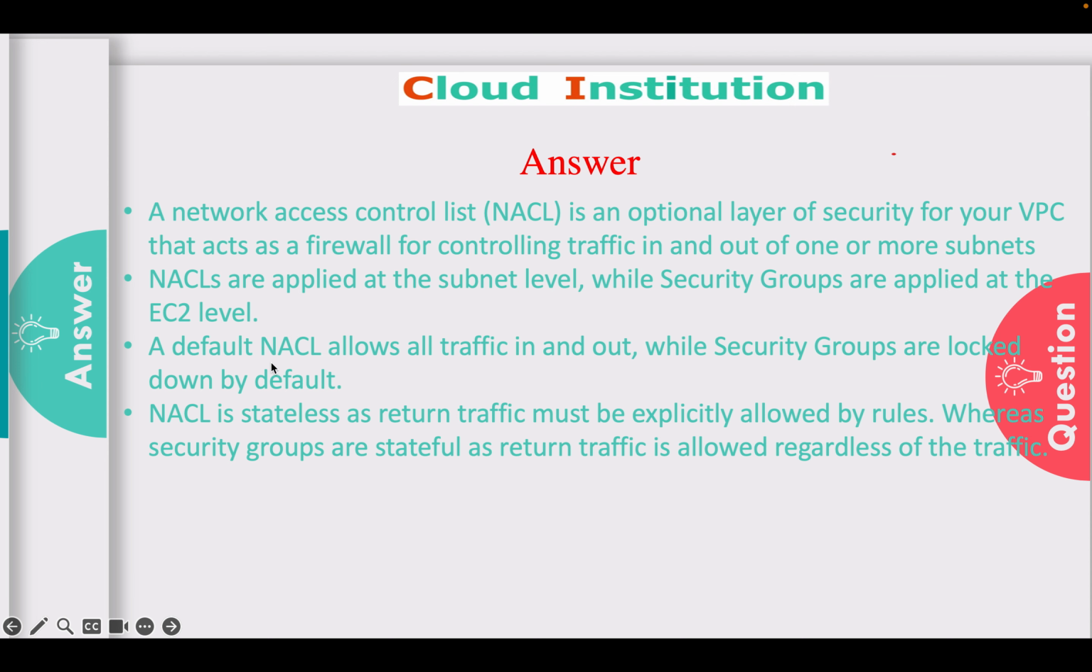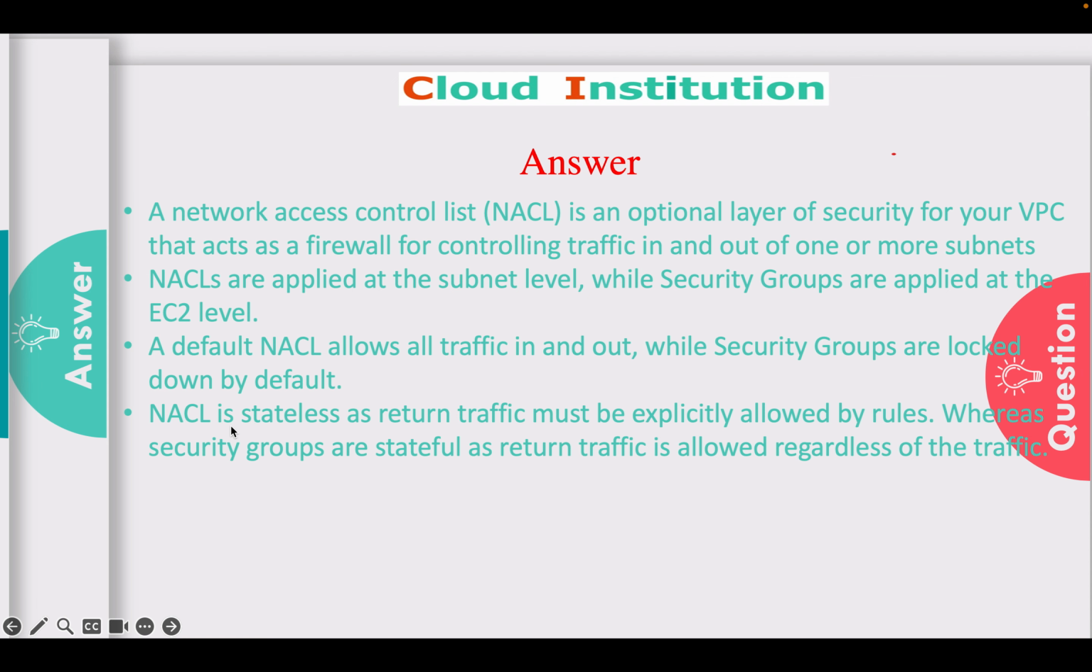The default NACL allows the traffic in and out, while security groups are locked down by default. Whenever you go to any of the regions and look at the network ACLs, all the traffic is allowed by default, in and out. While the security groups are locked down by default, so you have to explicitly allow the particular traffic in the security group, and then only it will be allowed. Whereas in NACL, all the traffic is already allowed by default.